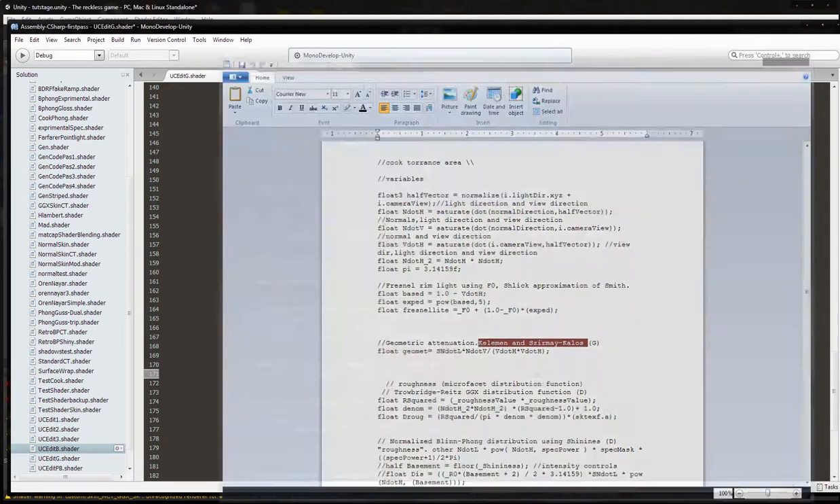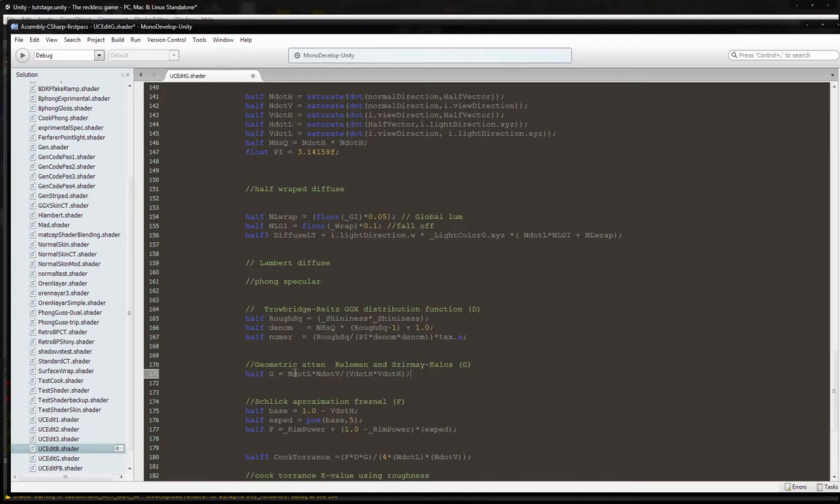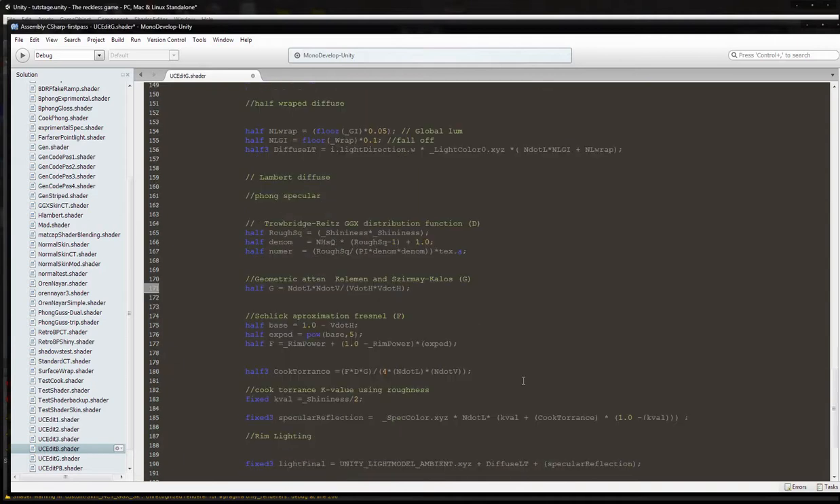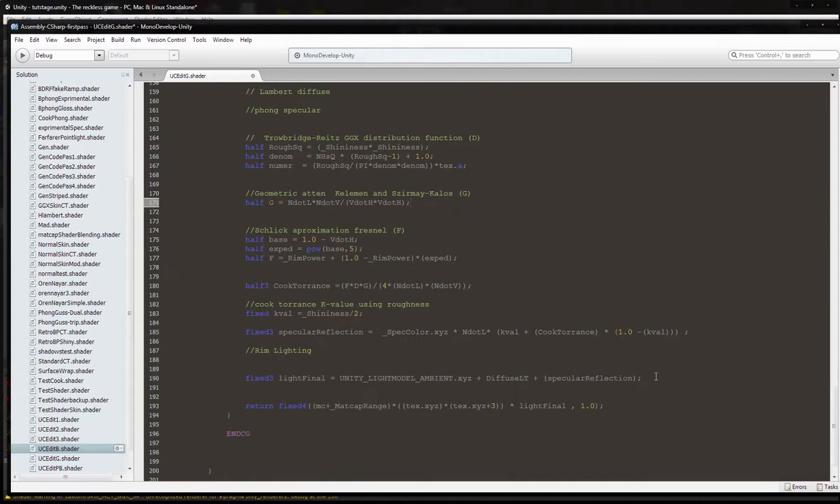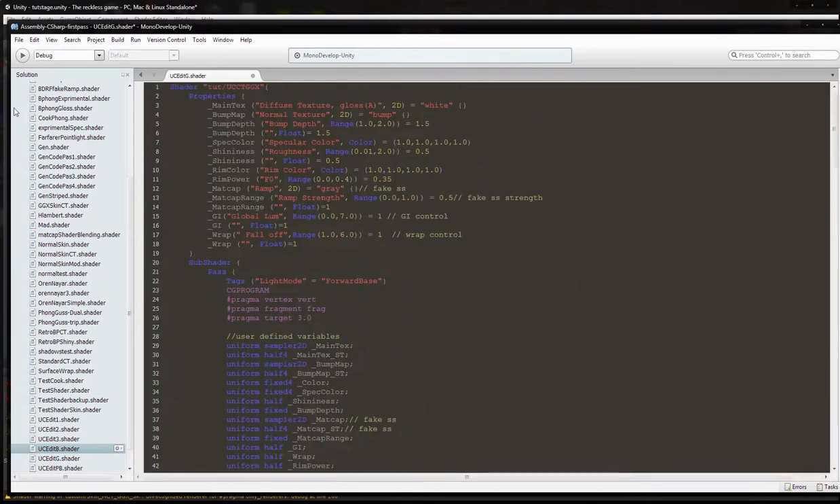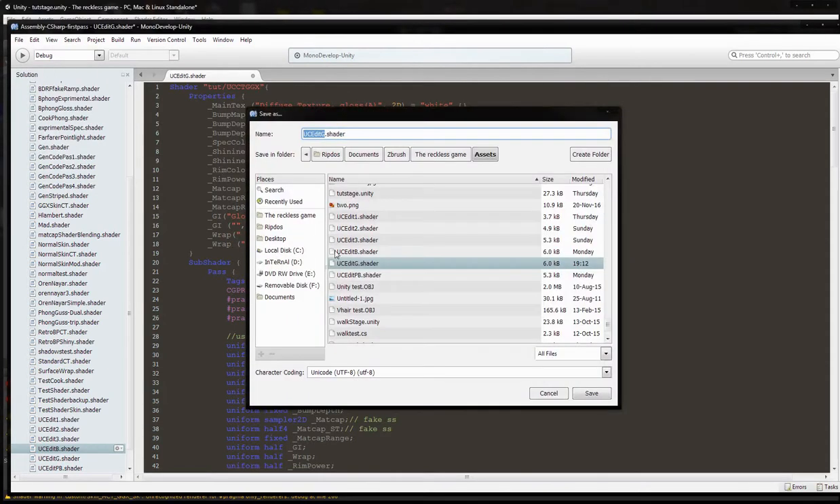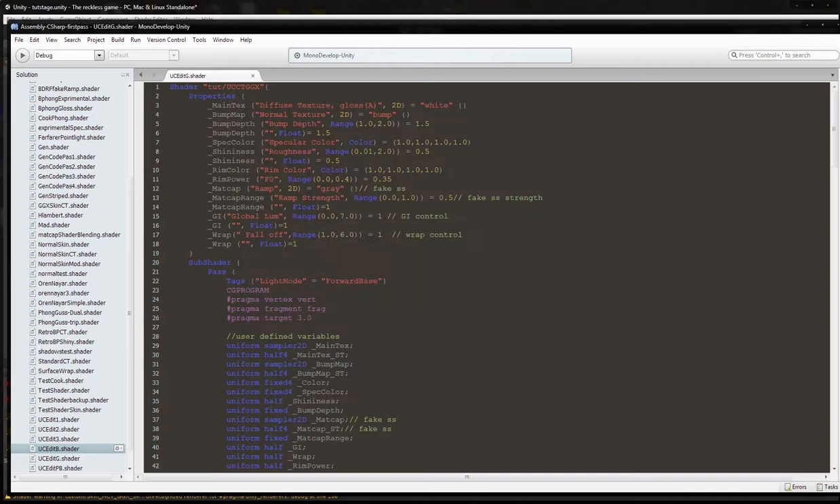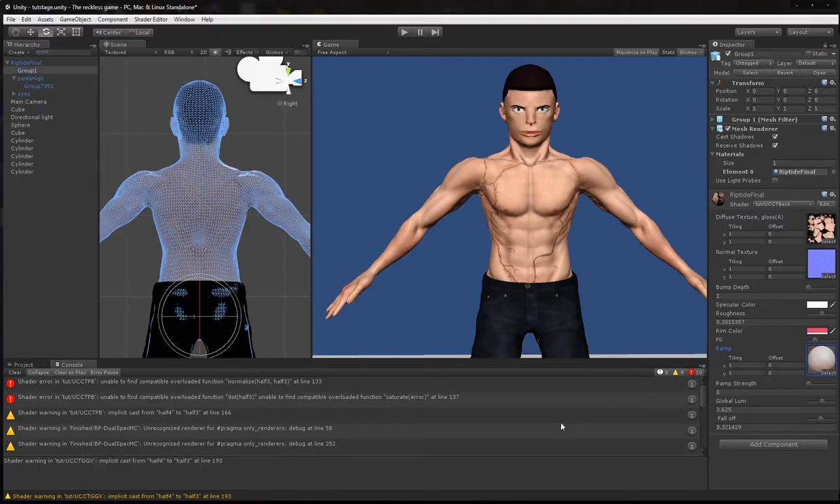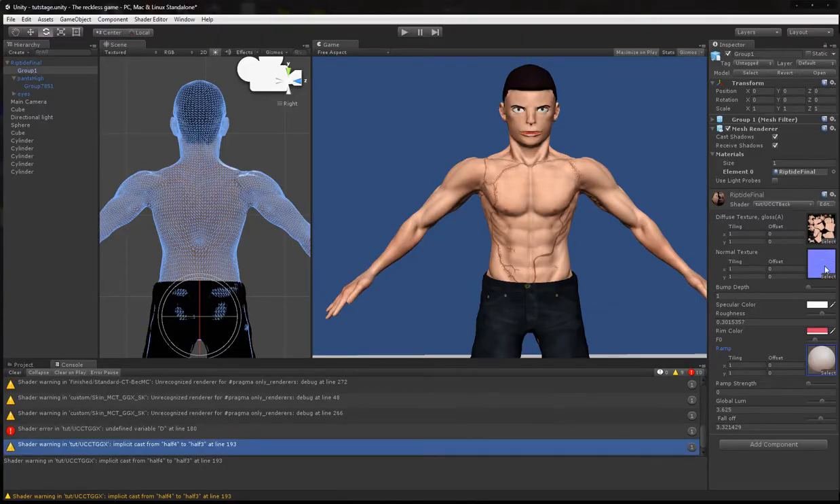That's it. That's a very small geometric attenuation function. It's just one line. So, let's just hit save and see what happens. And remember, you're saving this as the edit GD shader. That's why I'm hitting save as, just to make sure that I'm not accidentally overwriting the Beckman shader.